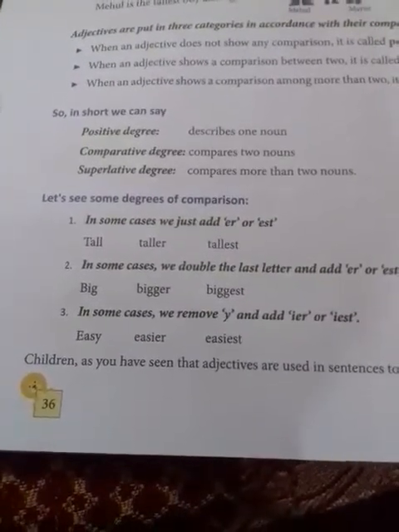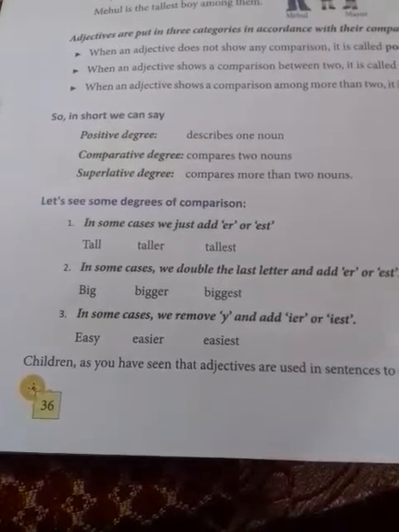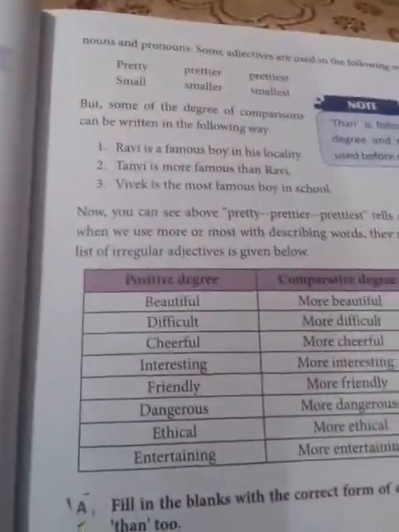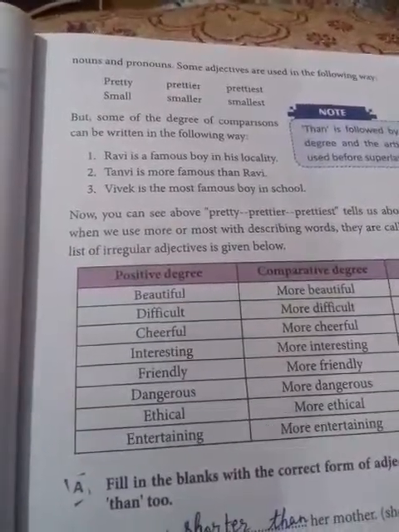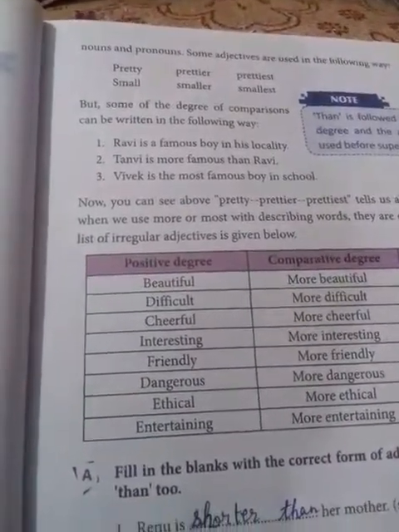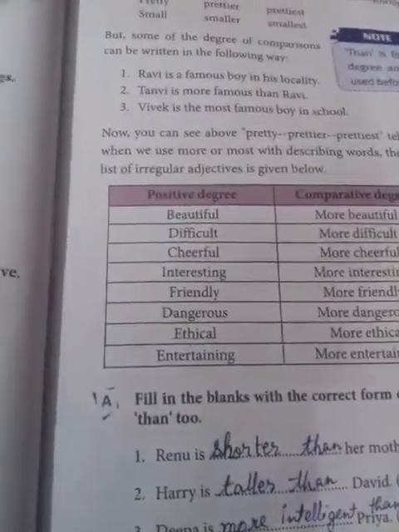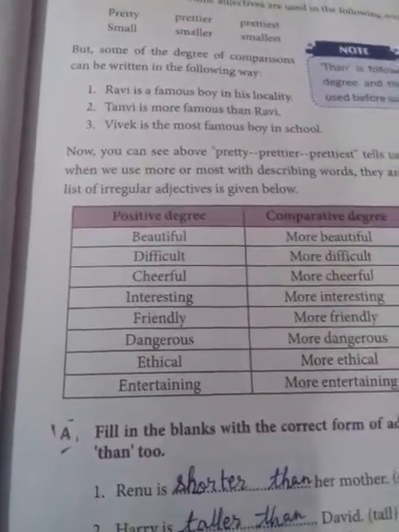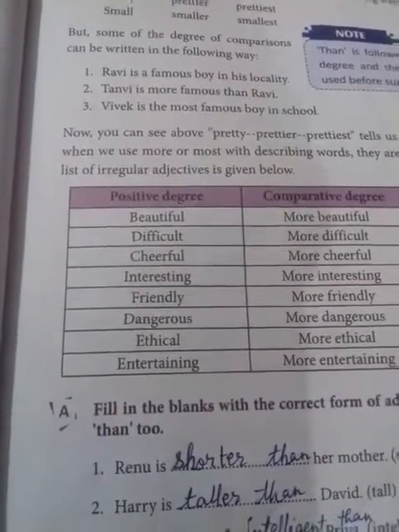In some cases, we remove y and add ier or iest, that is easy, easier and easiest. Some adjectives are used in the following way: pretty, prettier, prettiest. I think these things are quite easy. Just go through it. If you are having any difficulty, then message me so that I will be able to reply, and I will be able to solve your queries.